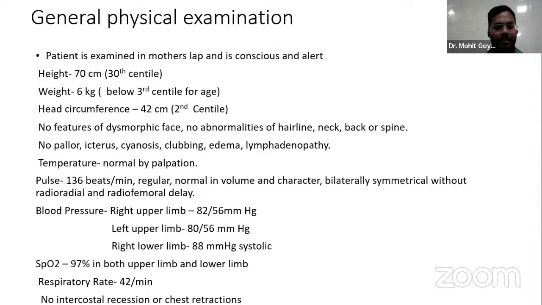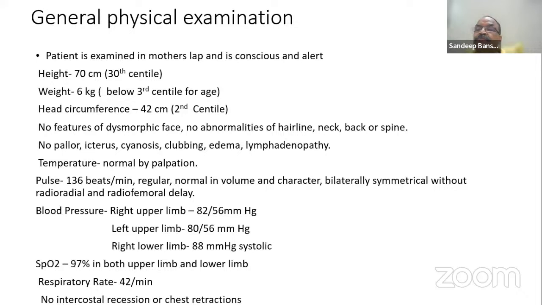Blood pressure in right upper limb is 82 by 56 millimeters of mercury. In left upper limb, 80 by 56 millimeters of mercury. In right lower limb, it is 88 millimeters of mercury systolic. Saturation is 97% in both upper limb and lower limb. Respiratory rate is 42 per minute. There is no intercostal recession or chest retractions.